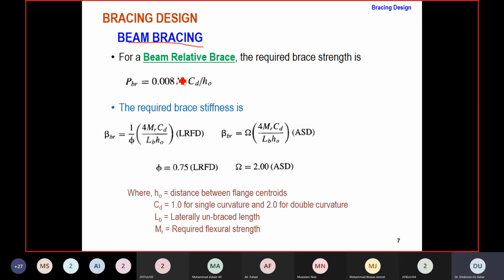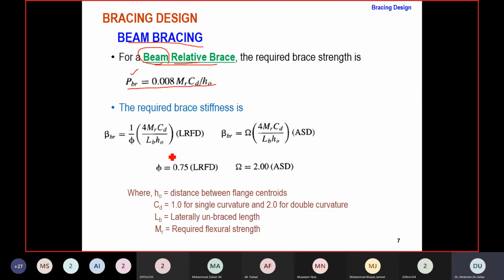Then come the beam bracing, the beam relative brace. The required brace strength is PBR = 0.008 MR CD over H nod. This formula is for the beam. For the beam, if the relative type of brace needs to be designed, then the required brace strength can be calculated by using this formula.